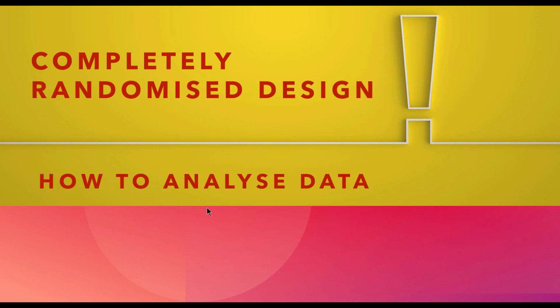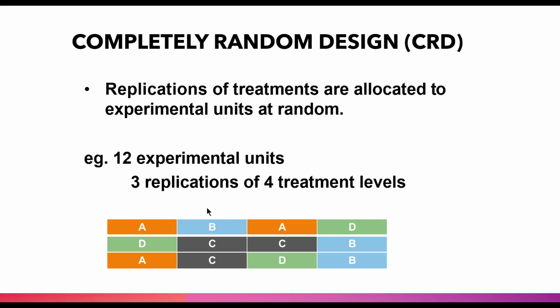Friends, today I'm going to show you how to analyze data from the experiment where the design is completely randomized. So let's first know what is a completely randomized design. It is called completely randomized design when the replications of treatments are allocated at random. So there is no pattern.